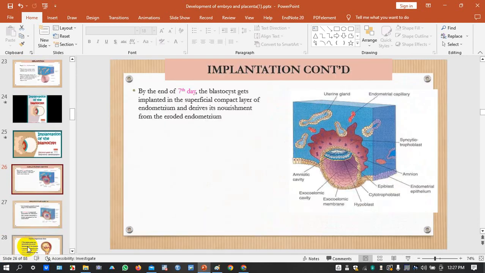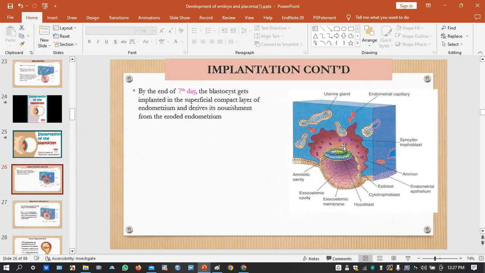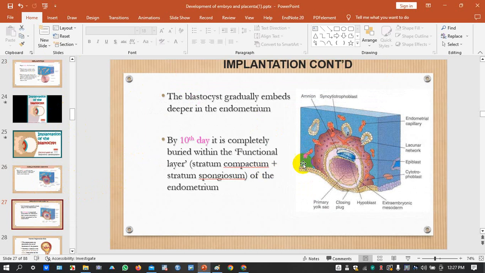Okay, so we can see the blastocyst entering the endometrium, as I've explained. First one, it was attached. Here it was attached to the endometrium. Now it has entered the endometrium. Now it has totally entered the endometrium with a closing plug around here, and the endometrium has closed up around here. You can see the lacunar system which contains blood to nourish the blastocyst.